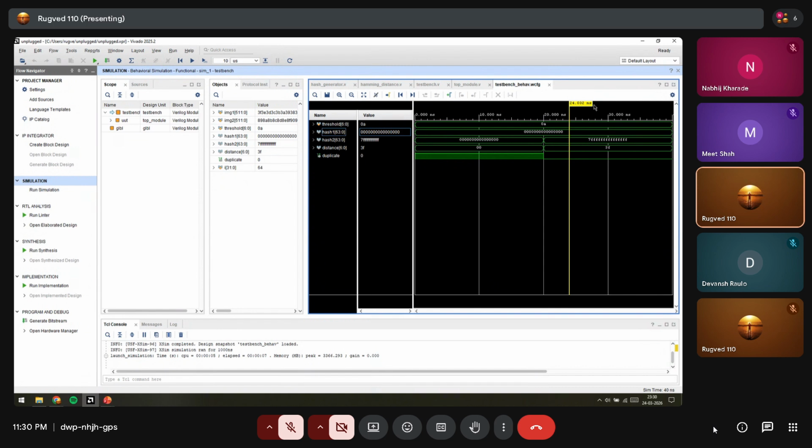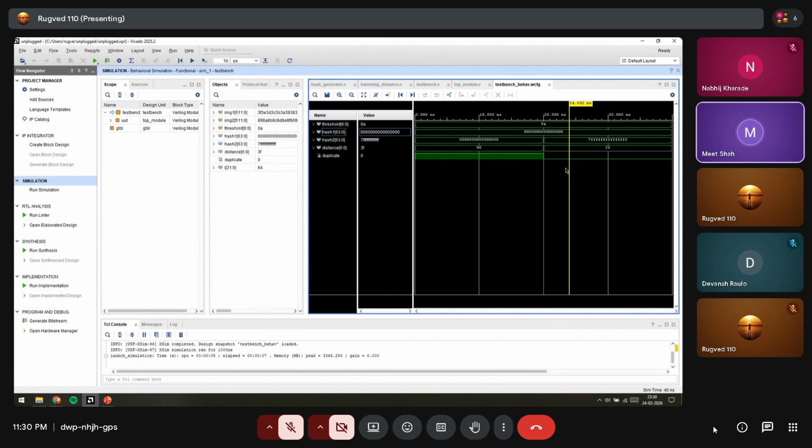After 20 nanoseconds, the distance between the hashes, or between the images, increases and goes above the predefined threshold. Hence, the duplicate is set as 0. That is, the images are not duplicates, they are different.